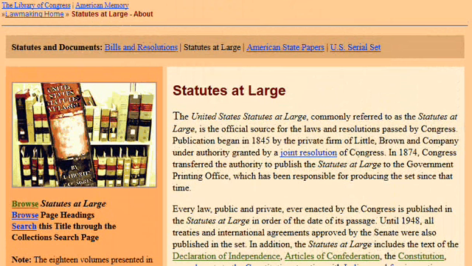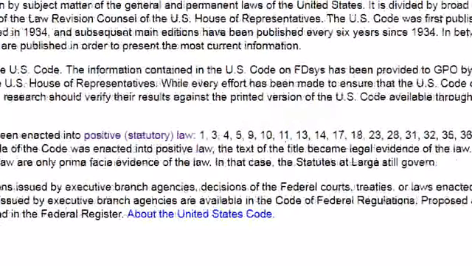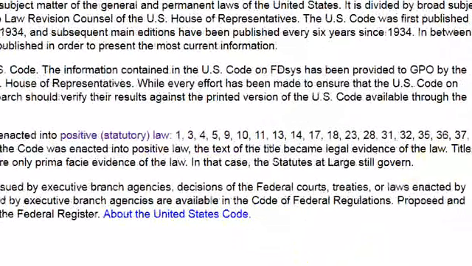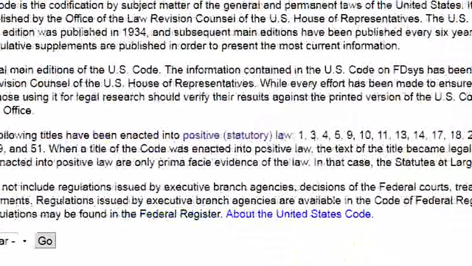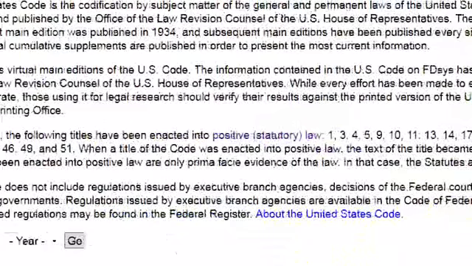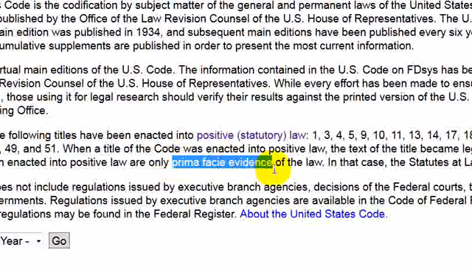Everything that's in law, that's positive law, has been derived from those 4 documents. Okay, so let's go back here and dissect this sentence where it says titles that have not been enacted into positive law are only prima facie evidence of the law. What does that mean? Prima facie evidence.